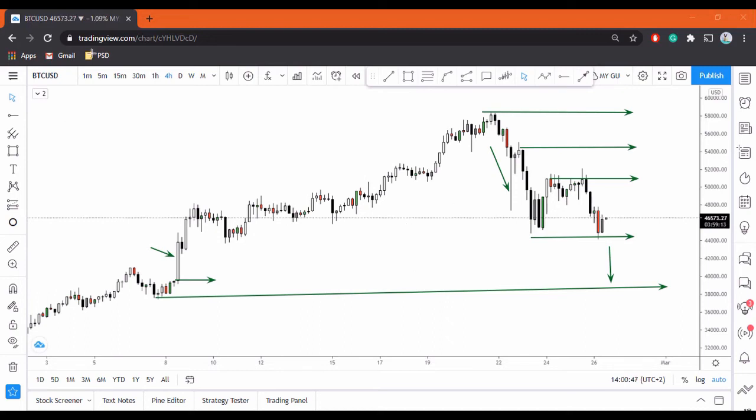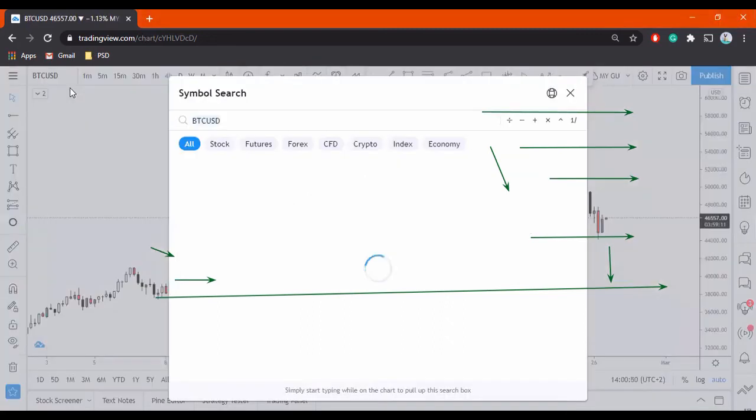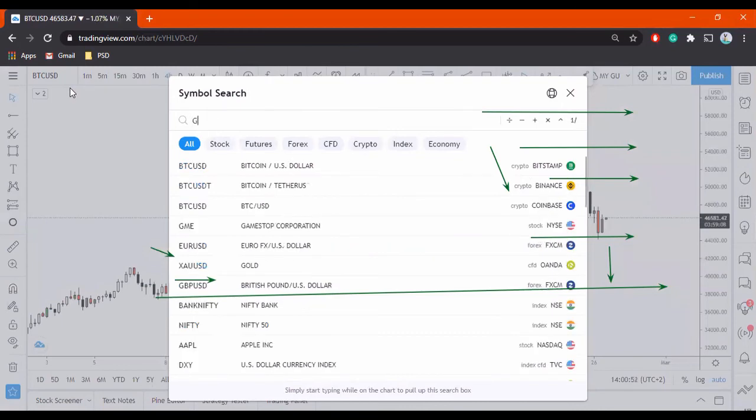Let me put up my gold chart. Gold is very similar to Bitcoin, only that gold moves better.